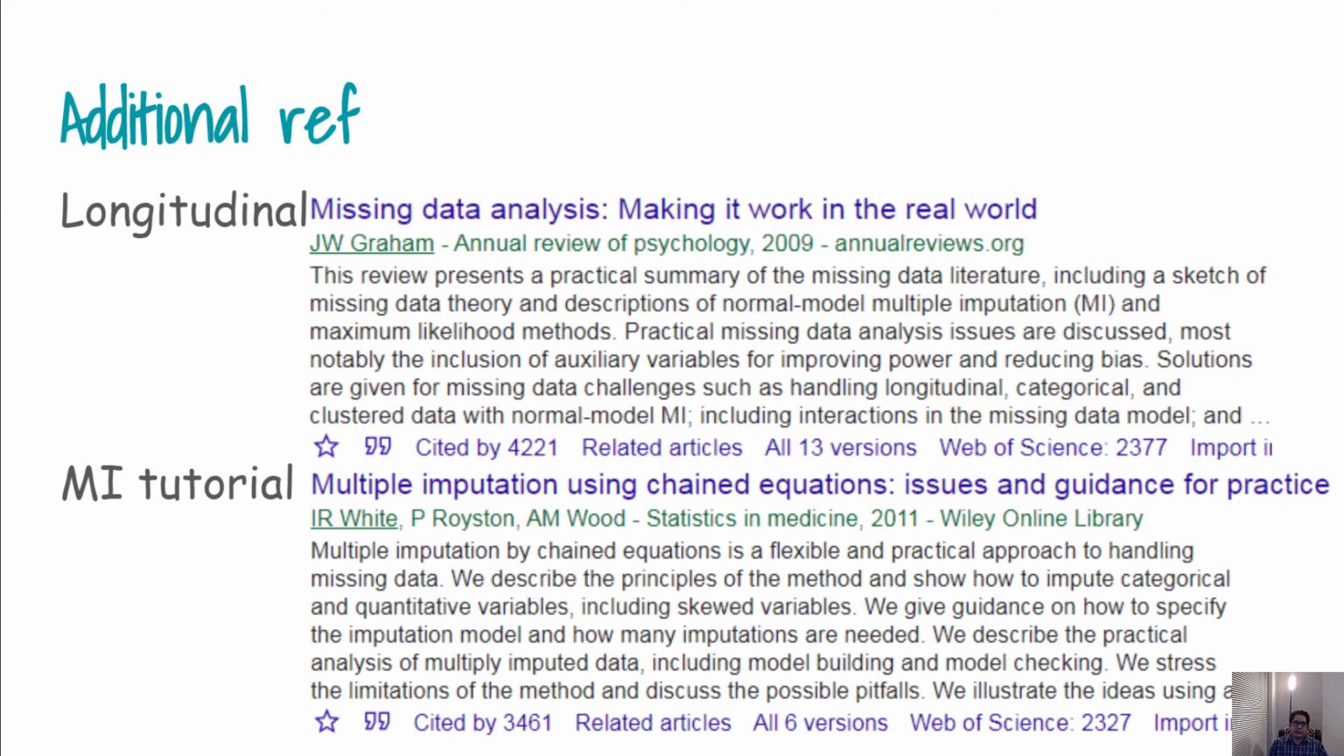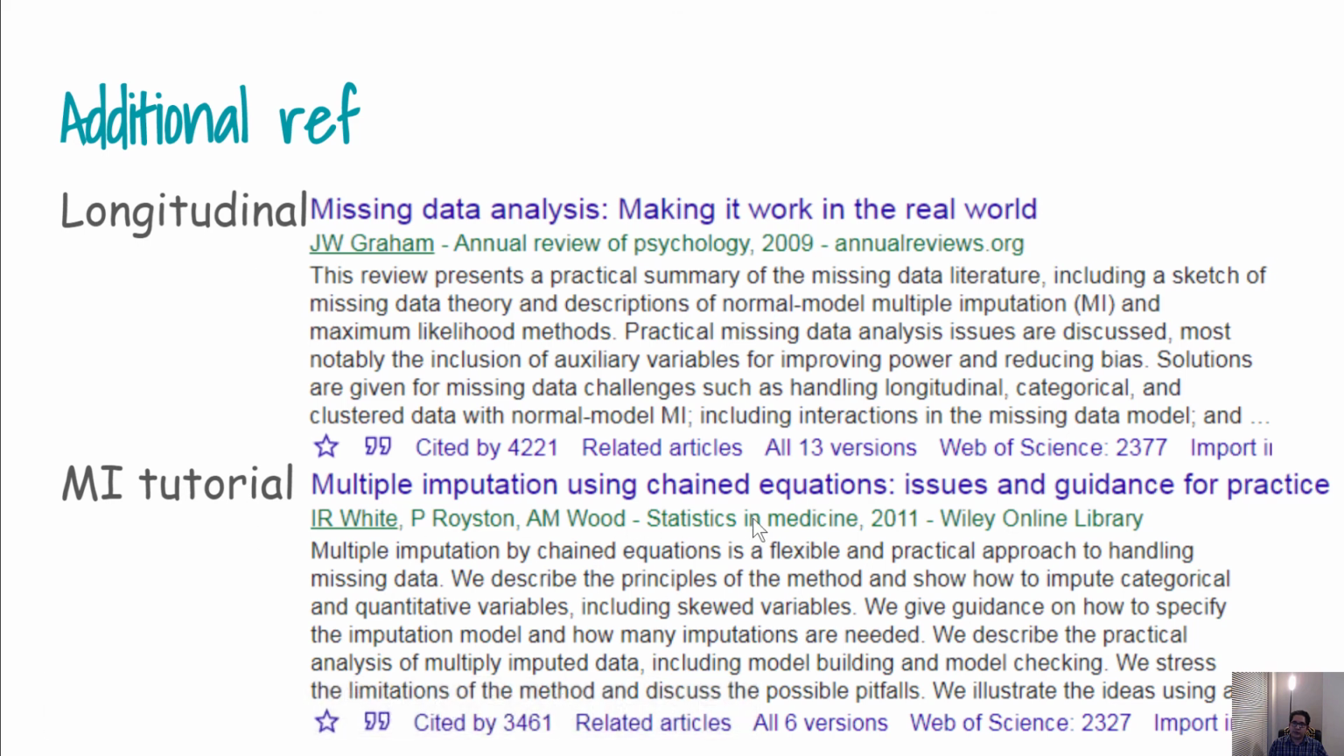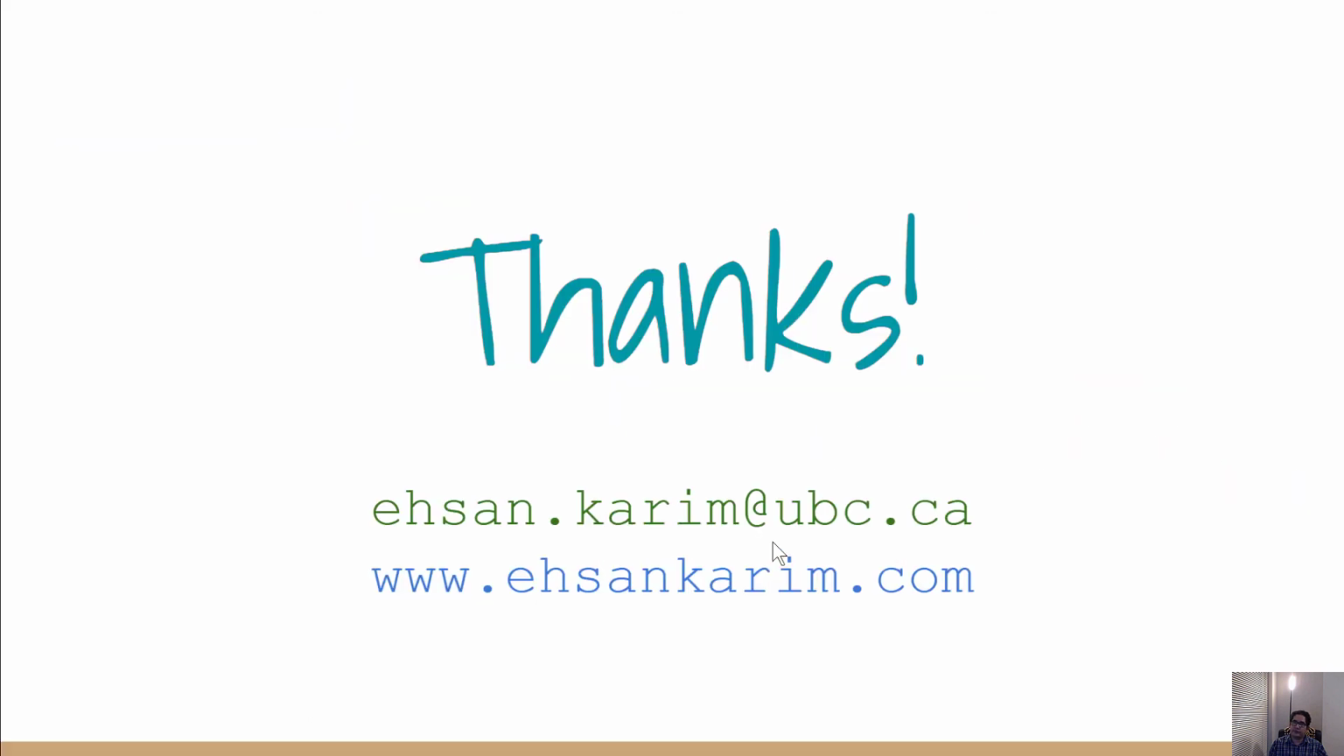So if you are interested more in missing data analysis, there are some additional resources that talk about longitudinal analysis, and there is an interesting tutorial of multiple imputation that you can refer to. Thank you.